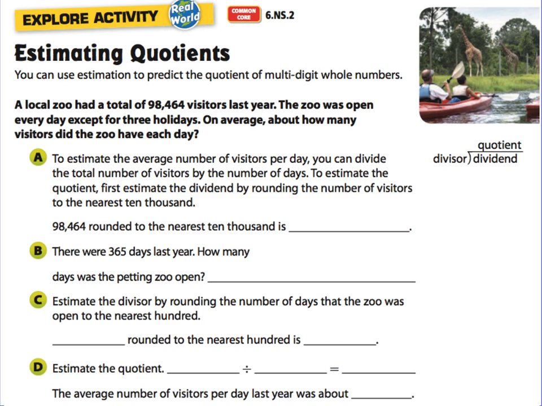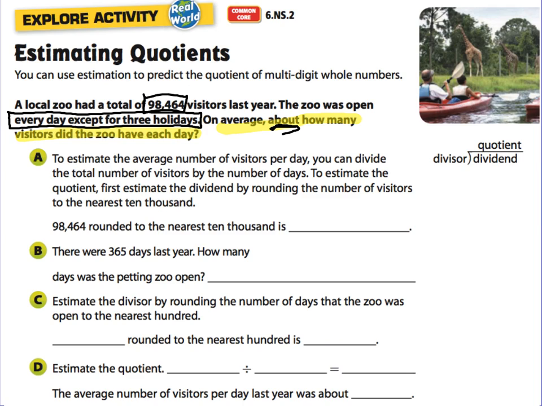Now, a couple of things. First of all, we have to highlight the question: on average, about how many visitors did the zoo have each day? Keyword: about. About tells you that you want to estimate. It's important to know that they had 98,464 visitors in the last year and that it was open every day except for 3 holidays. Well, that's going to be our number of days that it was open.